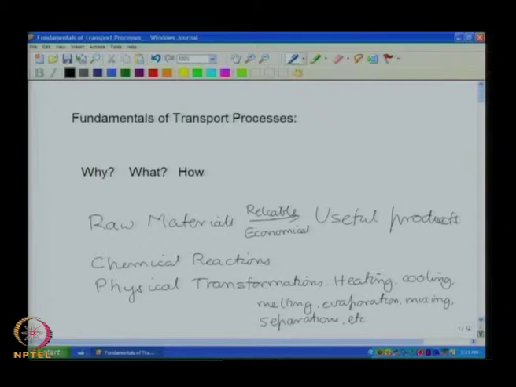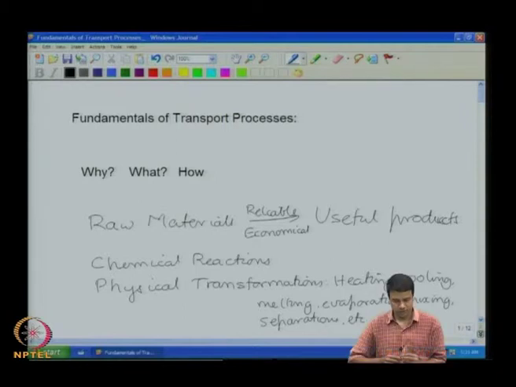Welcome to this, the second lecture in the course on fundamentals of transport processes. Let us briefly review what we did in the last class and then come back to what we will do in this class. Last class we had seen the fundamentals of transport processes. I had tried to give you a motivation for why we want to do this and what it is that we are going to do.